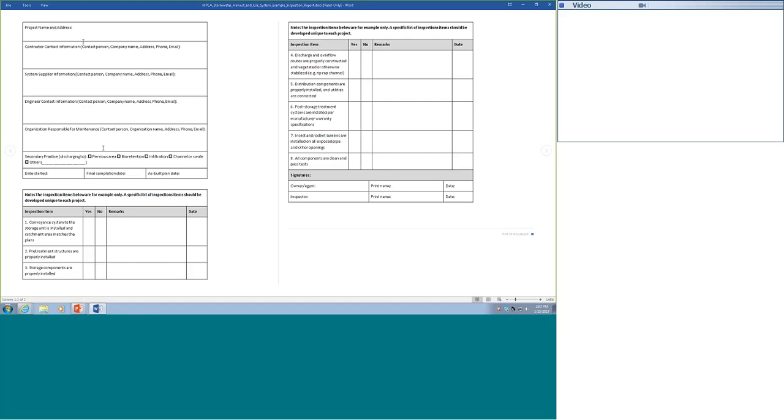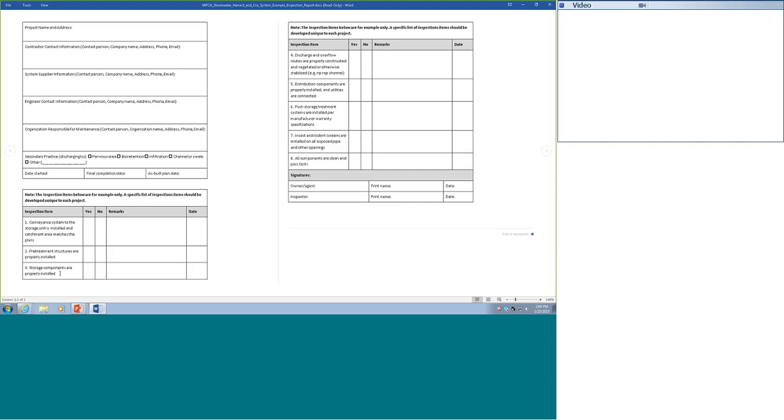This is just an example, but things that you might need to keep track of for this type of system. There's going to be a lot of players involved, the system supplier, the engineer, the organization who's responsible for maintenance, the contractor, all their contact information, and then just some key inspection items to consider. The conveyance system to the storage unit, is it installed? Is the catchment area what you think it's going to be, so you're not getting more or less water to your storage unit than you expected?